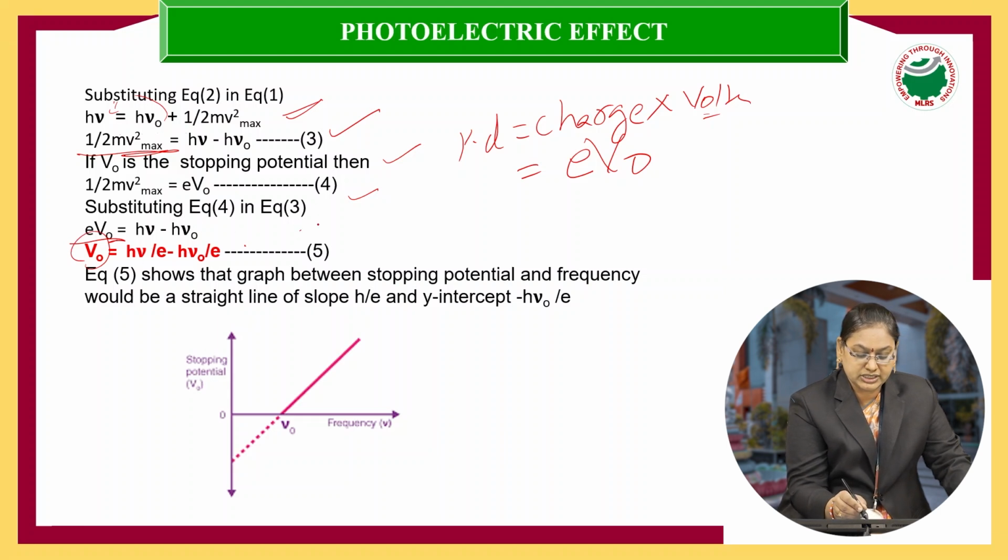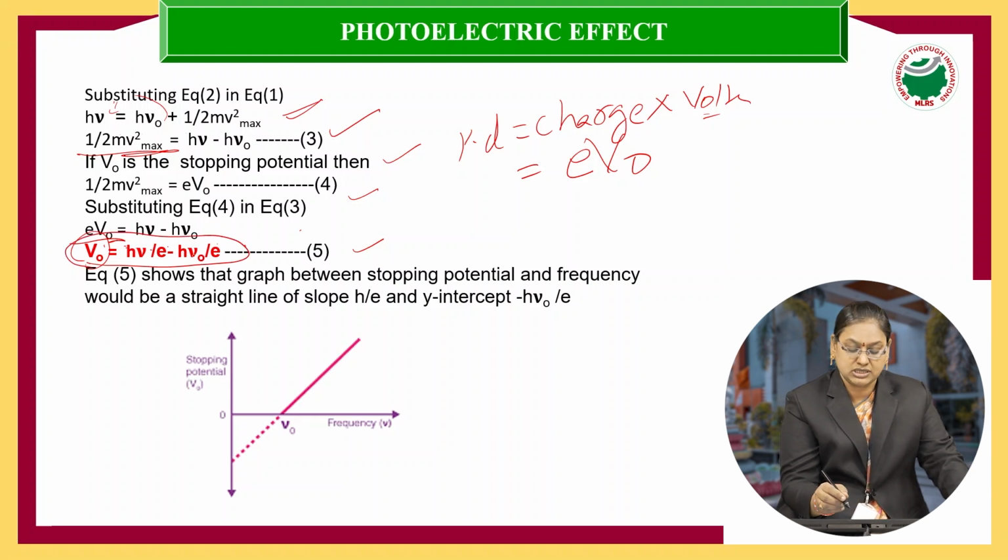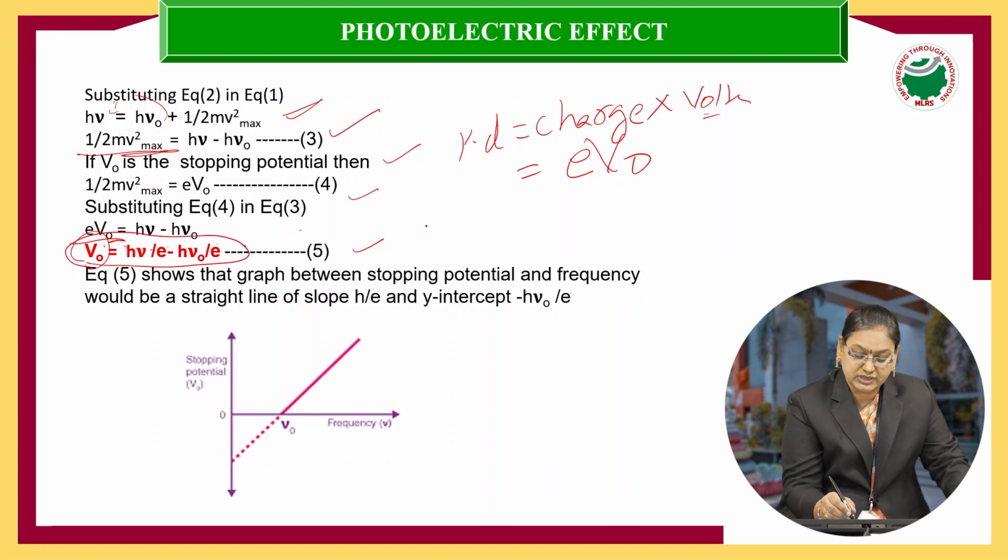Substituting equation 4 in equation 3, we got eV naught is equal to h nu minus h nu naught. Now V naught will be equal to h nu by e minus h nu naught by e. This is equation number 5. And this equation is similar to the equation of a straight line having y-intercept. What is the equation of a straight line having y-intercept? That is y is equal to mx plus c.